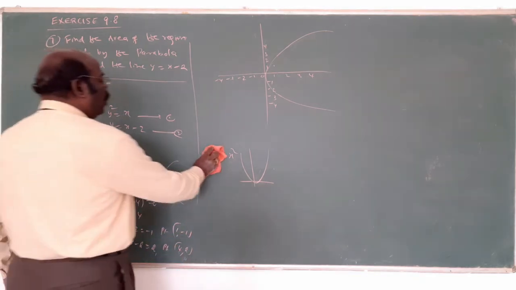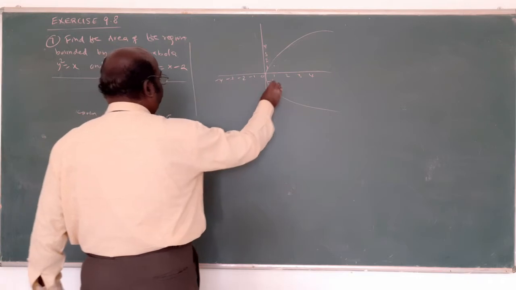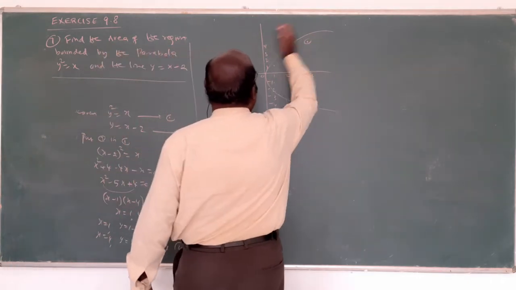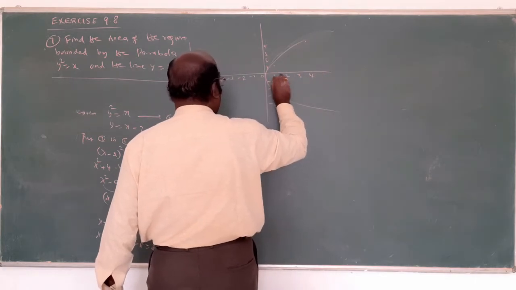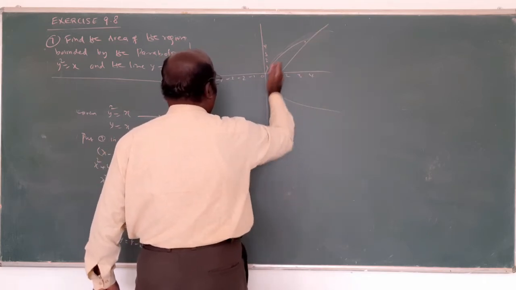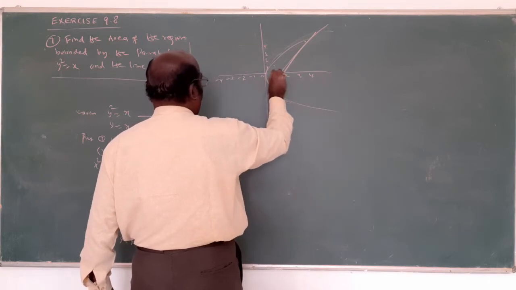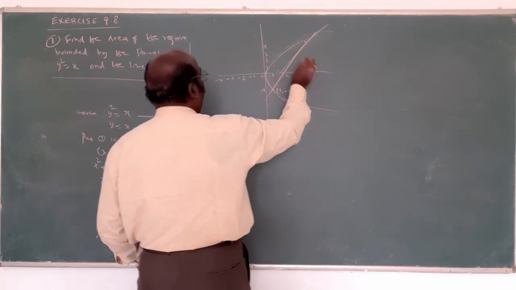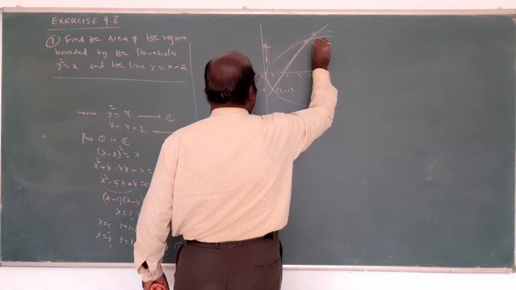Now what is x square? The points are 1 comma minus 1, and approximately 4 comma 2. So 1 comma minus 1 is one point, and 4 comma 2 is the other point.